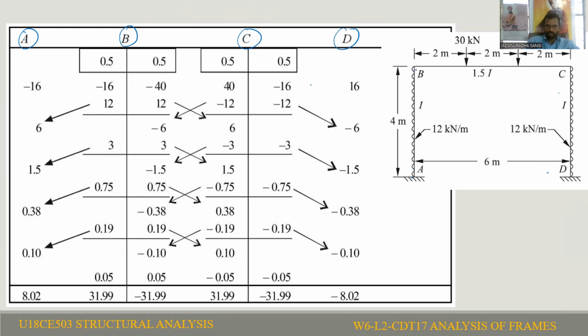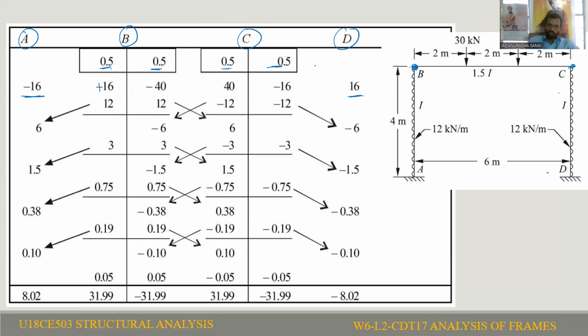After that, we have to write at joint B and joint C the distribution factors that we just calculated. So the distribution factor of BA is 0.5, and the distribution factor of BC is 0.5. Those we write here. After that, we write the fixed moments calculated in the first step: MFAB is equal to minus 16, MFBA is equal to plus 16, MFBC is equal to minus 40, MFCB is equal to plus 40, MFCD is equal to minus 16, MFDC is equal to plus 16. That we need to write.